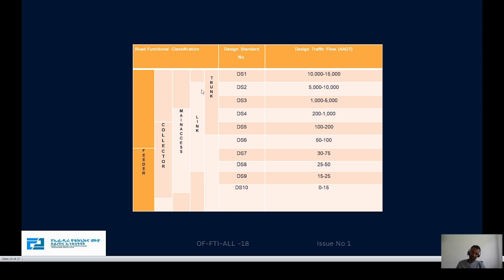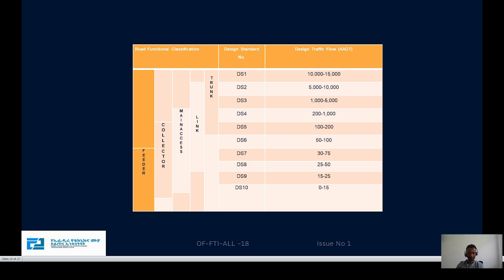For example, we classify the functional classification as trunk road. Trunk roads include from DS1 up to DS5. So DS1 will be 10,000 up to 15,000, and DS2 will be 5,000 up to 10,000. So the trunk roads are from design 1 up to design 5. Link roads will be design 2 up to design 8, and the main access roads will be DS4 up to DS10, and feeders will be DS7 up to DS10.